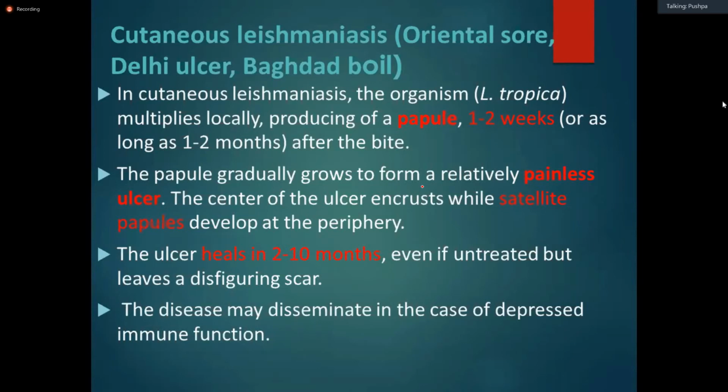a relatively painless ulcer. The center of the ulcer encrusts while satellite papules develop at the periphery. The ulcer heals in 2 to 10 months, even if untreated, but leaves a disfiguring scar. The disease may disseminate in cases of depressed immune function. When the immune system is depressed, even a minute infection will spread quickly and take over.